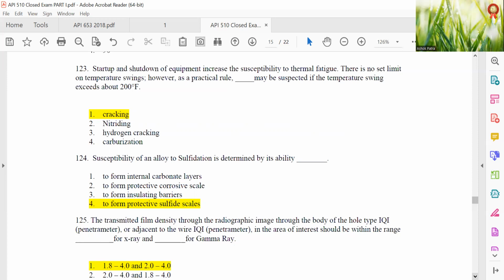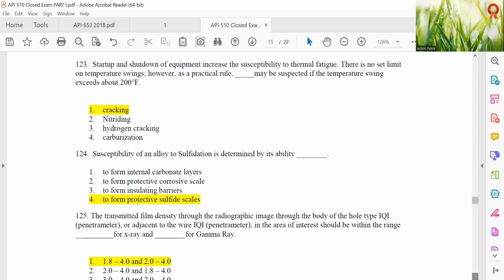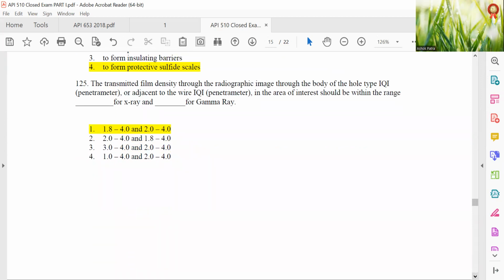Susceptibility of an alloy to sulfidation is determined by the ability to form protective sulfide scales. The transmitted film density through the radiographic image through the body of the hole type IQI penetrometer, or adjacent to the wire IQI penetrometer in the area of interest, should be within the range of 1.8 to 4 for X-ray and 2 to 4 for gamma ray.